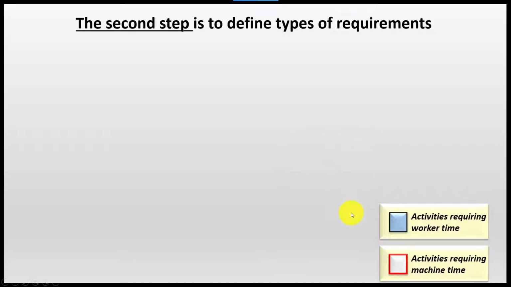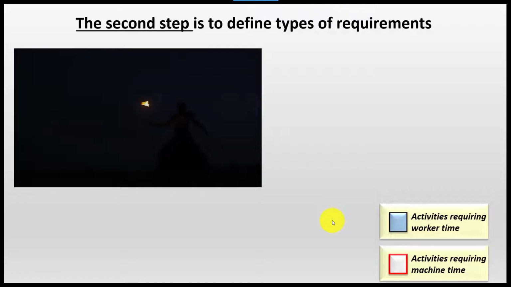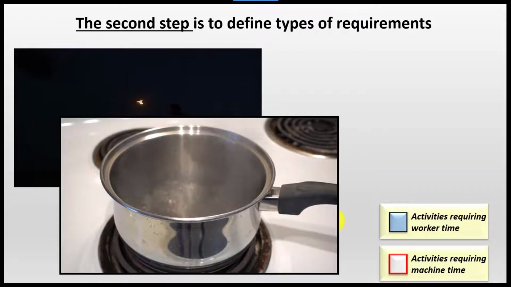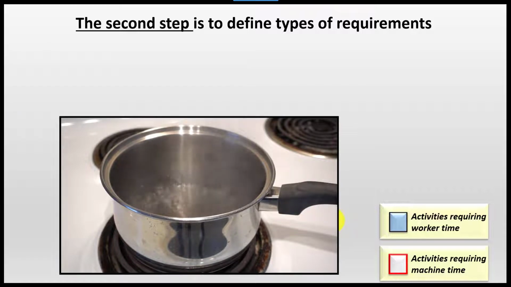The next step is to define types of requirements. Yeah, what does that really mean? Well, sometimes in some projects you might have the situation that we're going to have here. Some activities might require worker time, man hours. Some other activities might require machine time. Machine time? Well, think about that toast. Are you going to toast your bread with your breath? Of course not. You need a machine. Are you going to boil the water with your hands? Of course not. We need also a machine. So some activities require machine time.